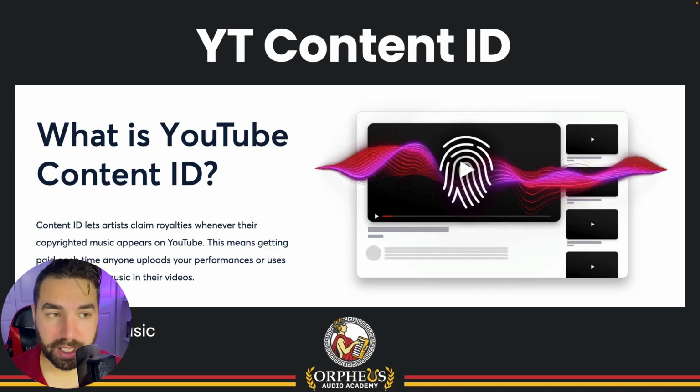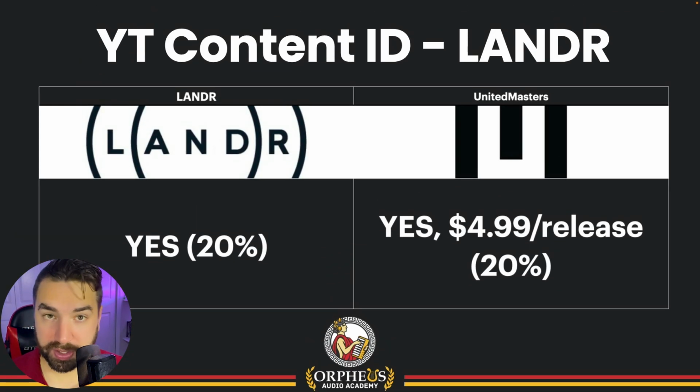Now, YouTube Content ID. This is an important one. So what is YouTube Content ID? Content ID lets artists claim royalties whenever their copyrighted music appears on YouTube. This means getting paid each time anyone uploads your performance or uses samples of your music in their videos. So this is an important one. How do these stack up on that?